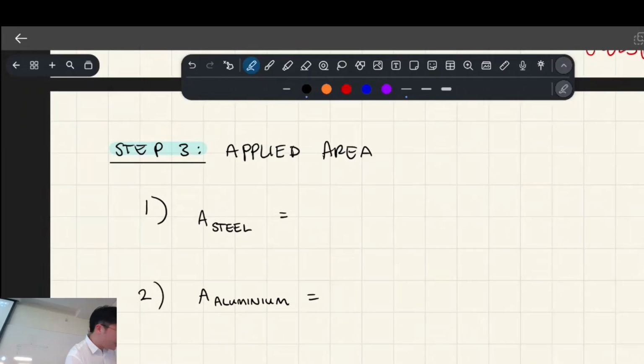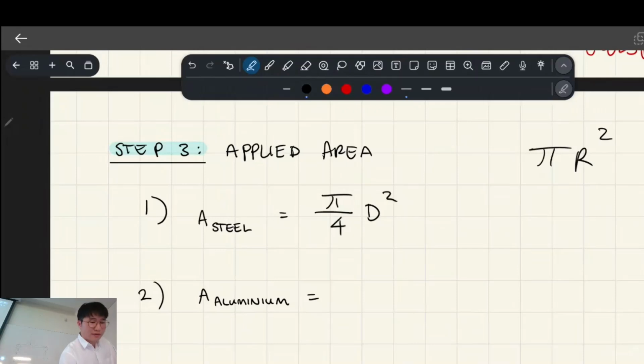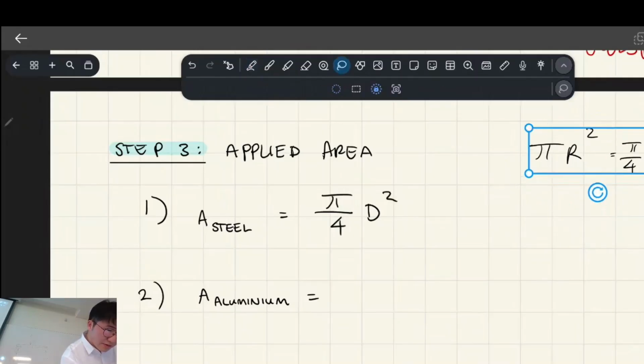All right, so we know that the steel rod was a rod. So we have a formula for the area based on diameter. If you remember from high school, the way that I learned it was pi r squared. Pi r squared is the same as pi on 4 d squared, because when you sub in d on 2 for r, you get the one on the right instead. So we're doing it in terms of diameter.